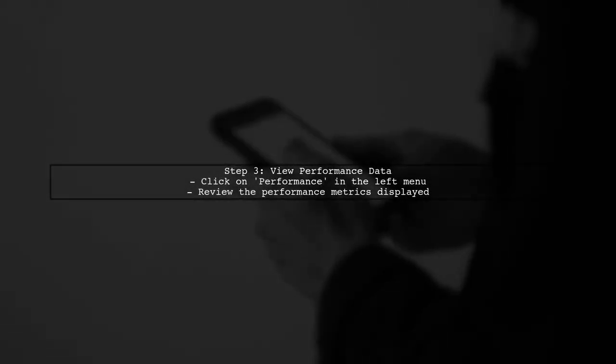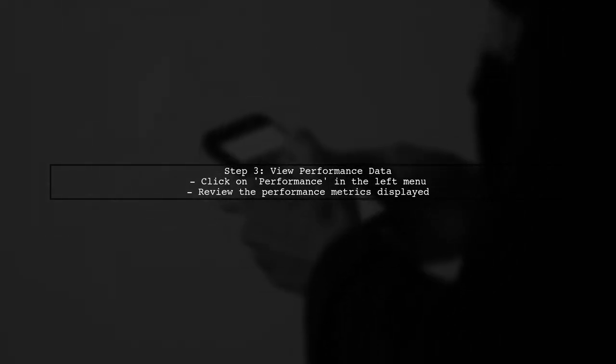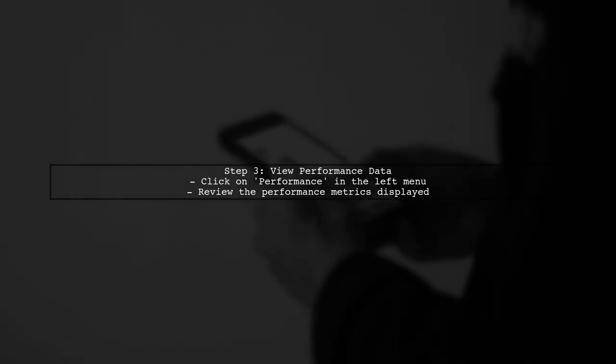In the Application Insights resource, look for the Performance section. Here, you can view detailed performance metrics. To export the performance data, you can use the Export feature. Click on the Export button to download the data in your preferred format.